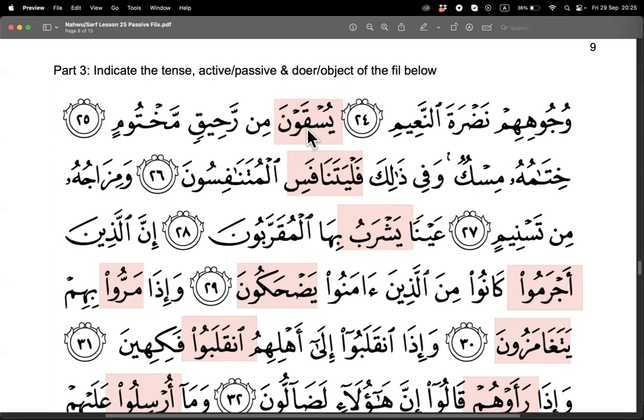Okay, the next one, what do we have? Min is huruf jar. Yes. And then rahiqim, majrur. Yes, and makhtum. Hello? Sorry, I think a bit lagging. Yes, correct. Rahiqim, jar majrur is correct. And then makhtumin.